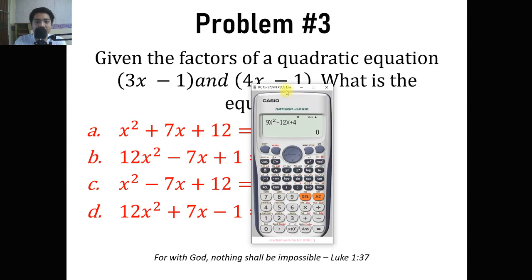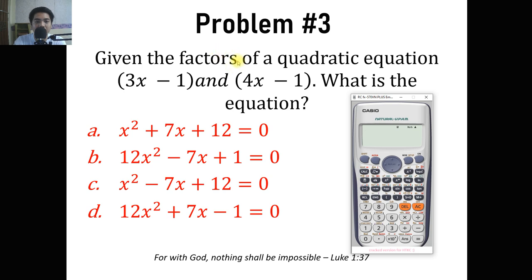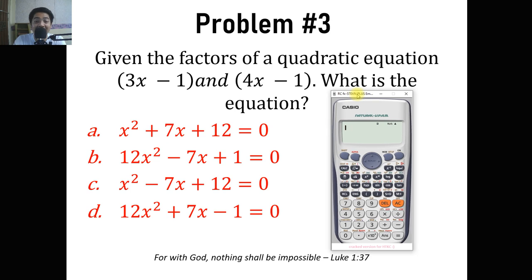So for number 3, given the quadratic, the factors. So we are given the factors of a quadratic equation: 3x minus 1 and 4x minus 1. What is the equation? In case you forgot to perform the FOIL method and simplifying, that's very basic. But of course, we have to use calculator techniques in order for us to answer this question.